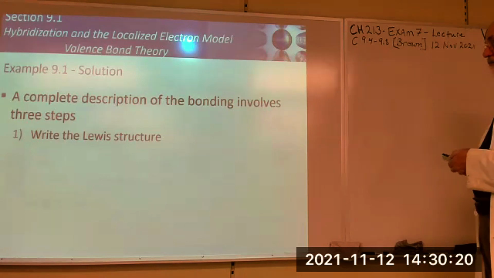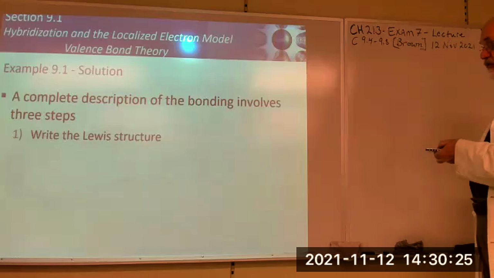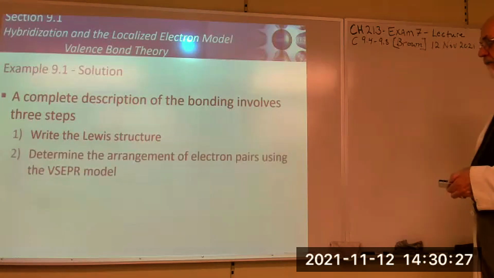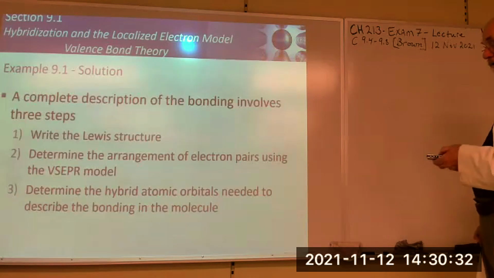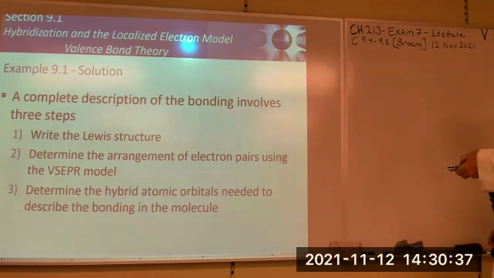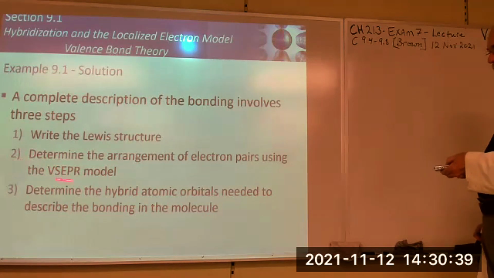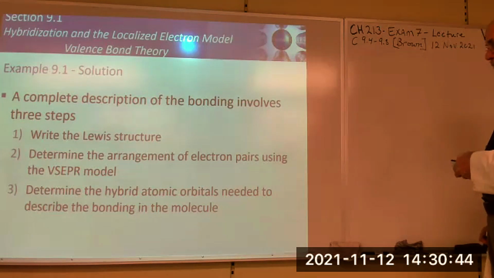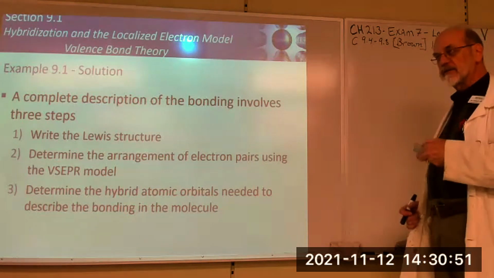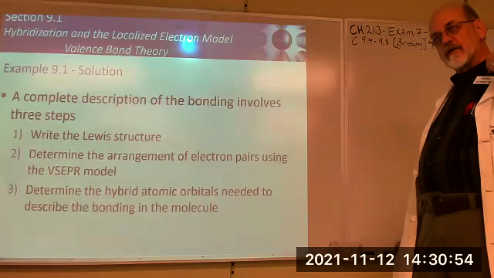So we have to describe the structure, the Lewis structure first. Then we have to determine the arrangement with VSEPR, which still works. I mean, that part of it works. This is an operational model, and it doesn't actually explain what's going on underneath. And then we have to use that to determine the hybridization that's required.